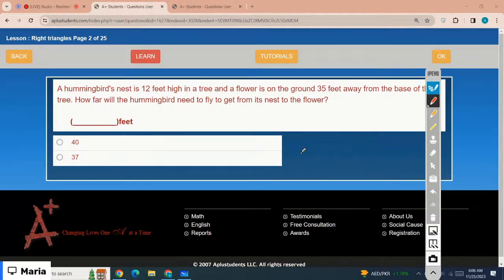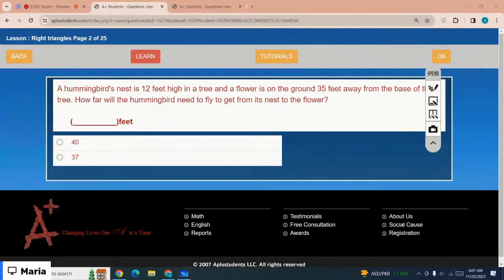Okay, so that is 12 feet high. Here is the hummingbird nest. And the flower is on the ground 35 feet away from the base of the tree. Right here is the flower. How far does the hummingbird need to fly to get from its nest to the flower? You have to calculate from here to here how much distance you have to cover. So just apply the Pythagorean theorem. 12 and 35. Okay.